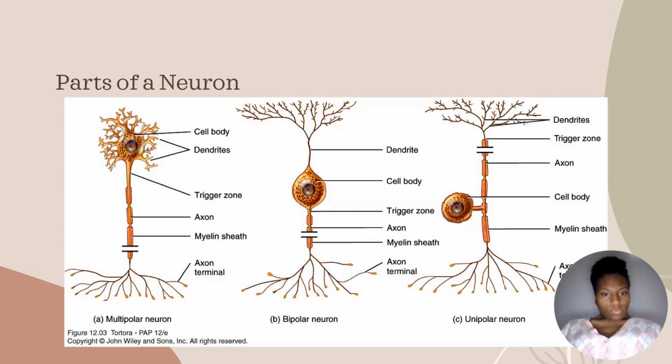So this right here is just the diagram of the breakdown of the three different types of neurons: the multipolar neuron, bipolar neuron, and the unipolar neuron. As you can see, the three of them are very different, but this is just a visual so everybody can see.